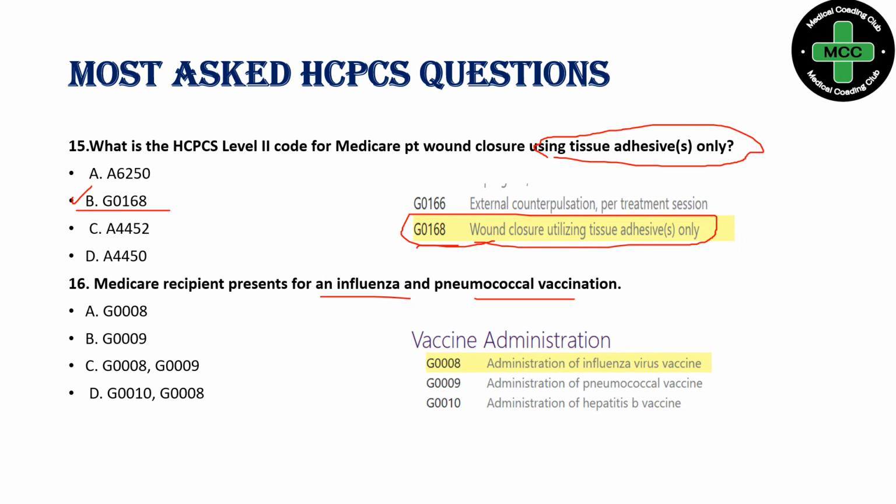Last question, Medicare recipient presents for an influenza and pneumococcal vaccination. For a Medicare patient, the influenza vaccine administration code is G0008, and for pneumococcal, G0009. So the answer is C. We will select answer C.